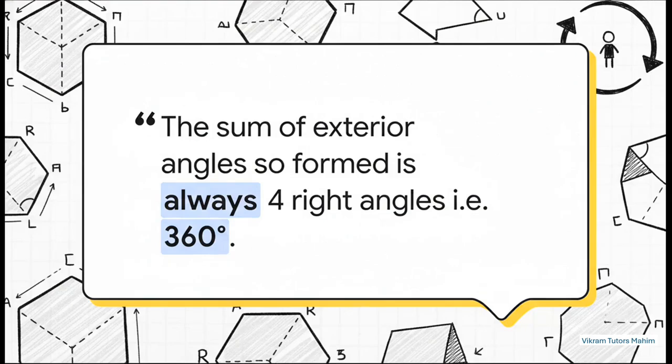So you keep doing this. You walk, you turn. You walk along the next side, you turn again, all the way around the shape. By the time you've walked the whole perimeter and you're back where you started, facing the exact same direction, all those little turns you made have to add up to one full circle.